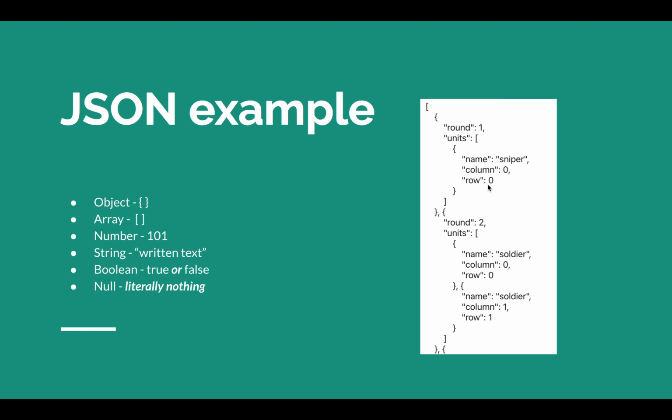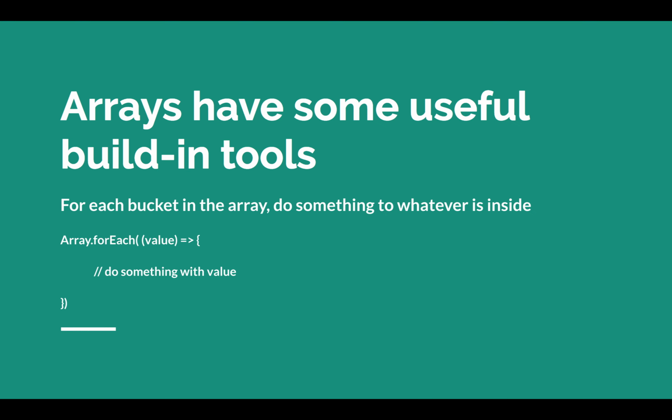And that can be 1, that can be 2, that could even be 0, but it's not 0 because there's got to be enemies. And so what I'm saying is each round has a number associated with it, so I can find it. And each round has a number of units. And each unit has a name, has a column, and has a row. And so this is how I built up my data that I could use for the game. So there's our arrays, there's our objects.